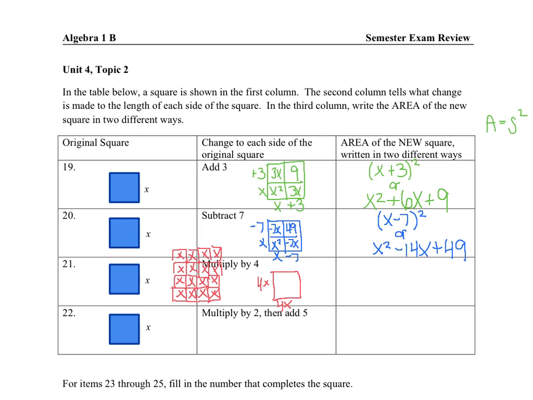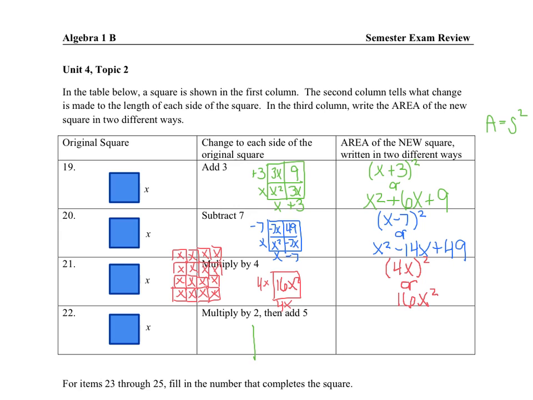So in shorthand notation, I've got 4x times 4x. Well, 4 times 4 is 16. x times x is x squared. So my area is going to be 16x squared. I can write it either as my side length, which is 4x squared, or I can write it as 16x squared, which is what the area is comprised of.